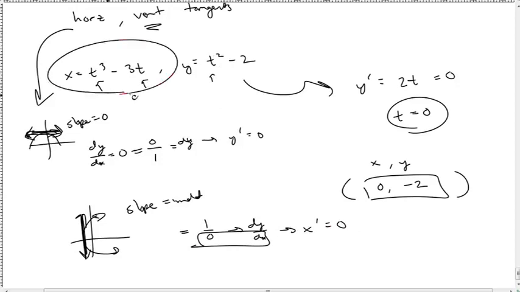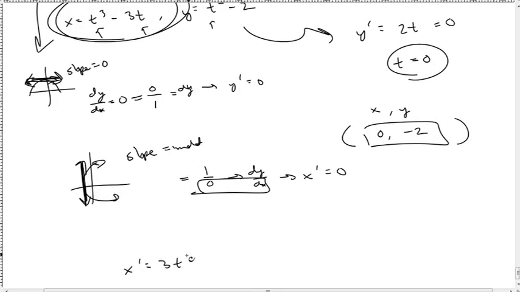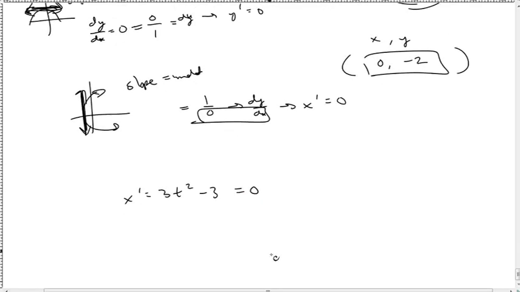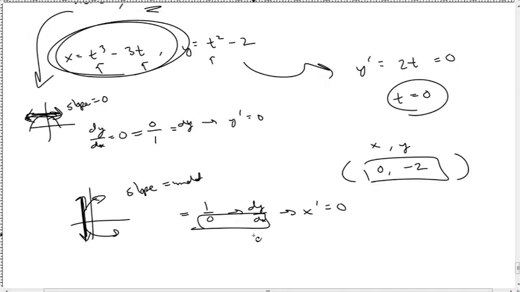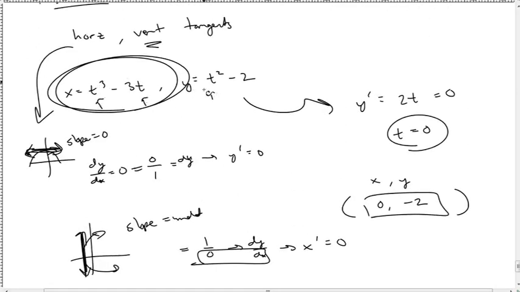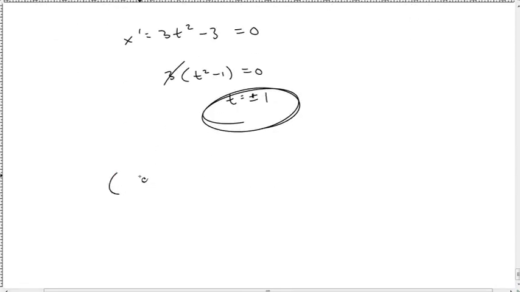So I'm going to find my derivative of the x, which is going to be 3t squared minus 3. I'm going to set it equal to 0. And so, of course, 3t squared minus 3 equals 0, so t squared minus 1 equals 0. The 3 doesn't matter. Move it over. Square root both sides. You get a plus and minus when you square root 1. And so that's my answer at 2 different points. And so what I have to do is plug in the 1 and the -1, and see what we get. So here are my 2 answers.